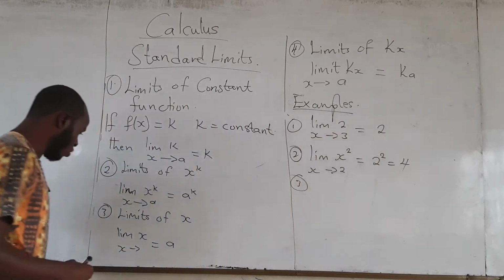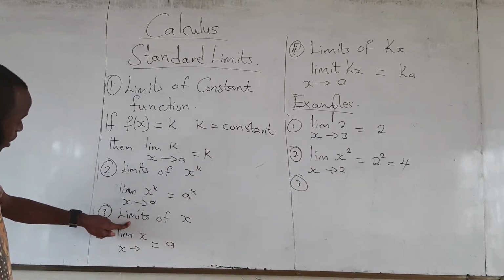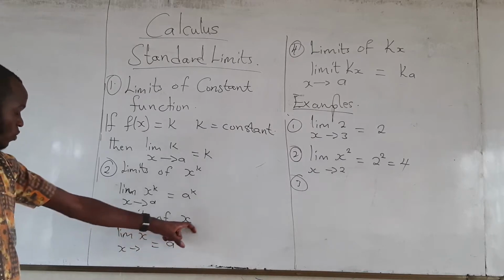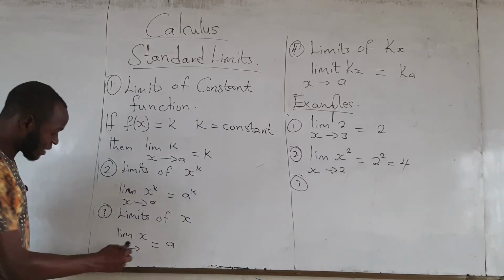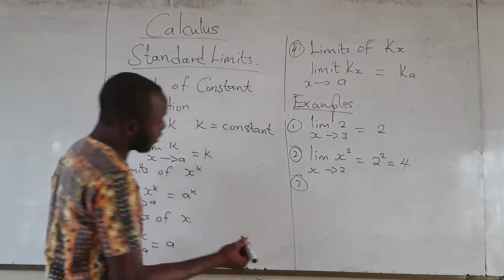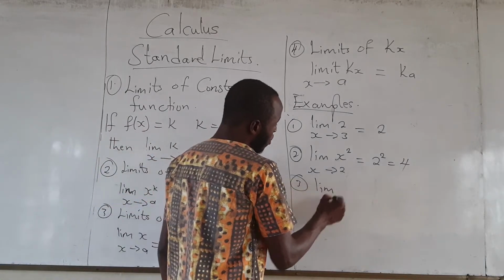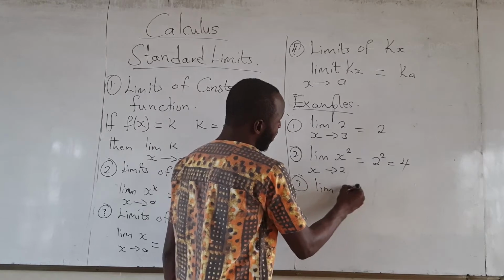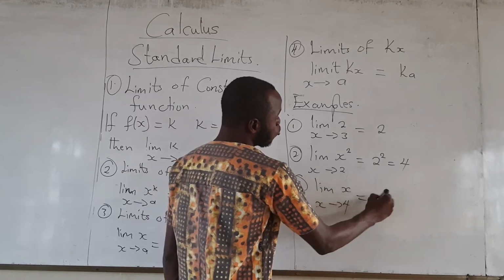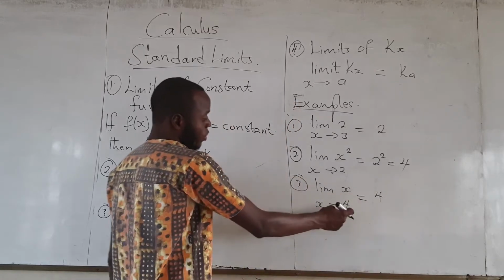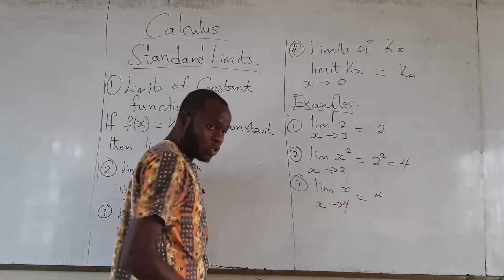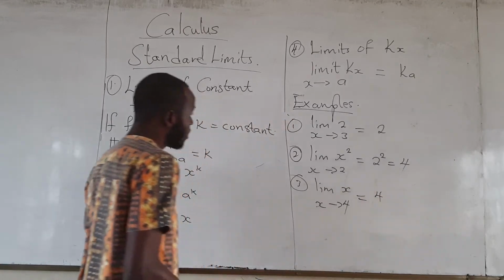Now let's get to the third one. The third one says that the limit of x as x approaches a will give you a. An example is the limit of x as x approaches, say, 4. The result will give you 4, because when you insert 4 into x, as x approaches 4, this x is equal to 4, so you still have your answer as 4.